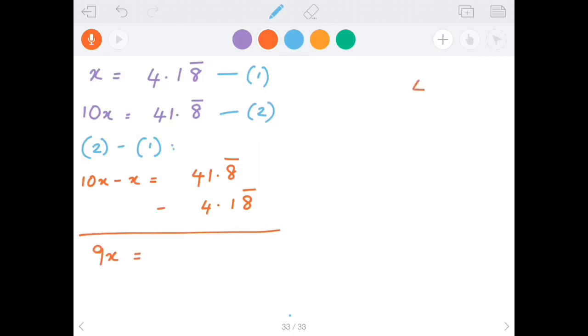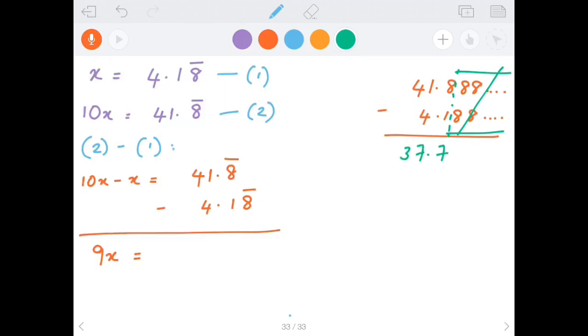9x is going to be equal to, I'm just going to show that on the right, 41.8888 and so on, minus 4.188 and so on. So when I subtract, I notice that the 8 has a repeating pattern, so that completely gets cancelled out for me. So I'm going to get 37.7. So 9x is now equal to 37.7, and x becomes equal to 37.7 divided by 9. So if I put that together, I get 377 divided by 90, and I'm just going to highlight that a little.